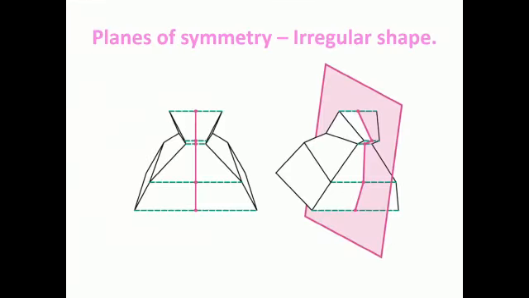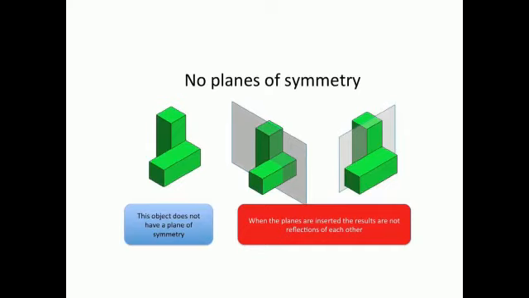Okay, next we are discussing irregular shapes. Not all irregular shapes, but some irregular shapes will have symmetry. You can do the symmetry like that. But see, this is another shape, and it does not have a plane of symmetry. When we cut it like this, we will not get two equal halves. So that's why there is no symmetry here.